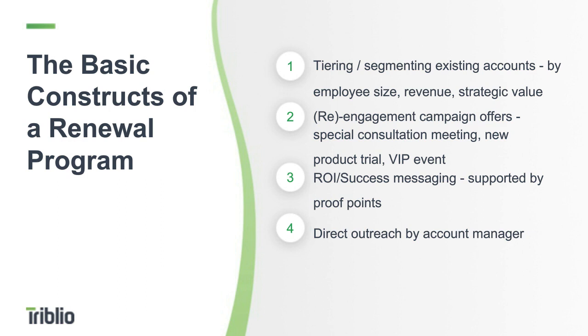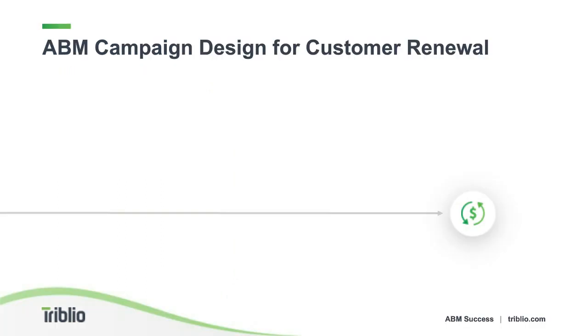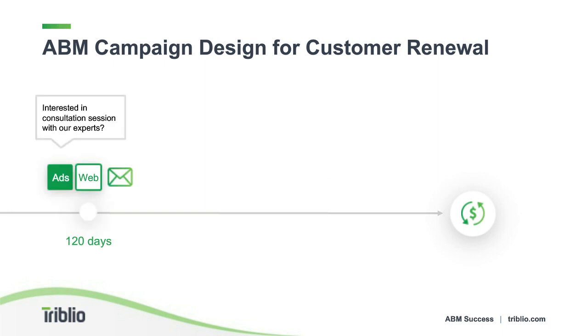Put all that together, you end up with a trigger time-based campaign that looks something like this. About 100 to 120 days out, you want to run a special customer re-engagement offer. The goal is to re-engage and reconnect with the customer. If your customer is already engaged with your team, that's great. This will only serve as an added benefit.